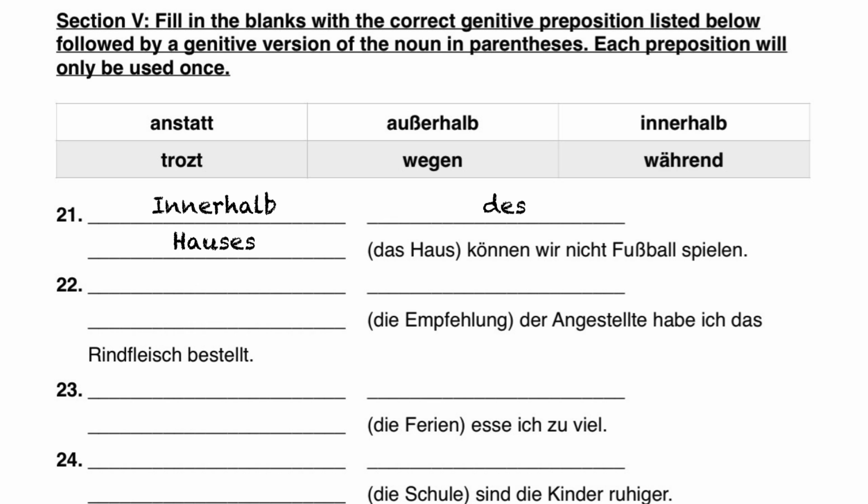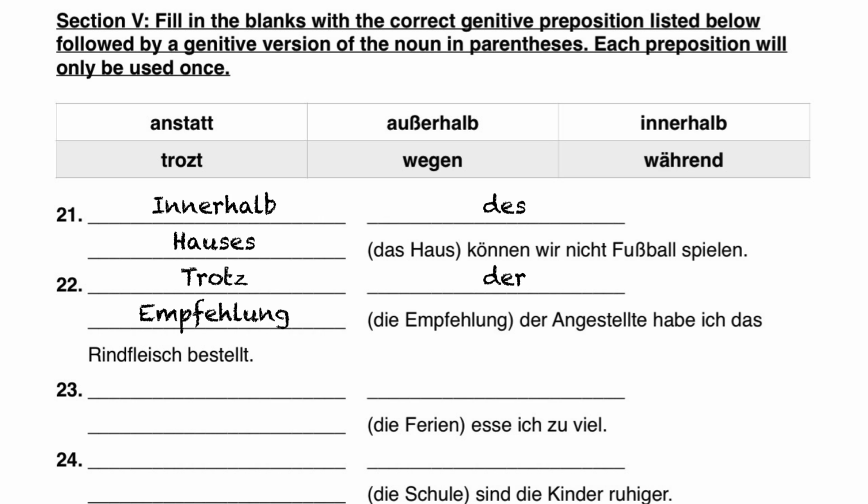In the second one here, it says die Empfehlung, the suggestion. Der Angestellte is the employee. Habe ich das Rindfleisch bestellt. I ordered the roast beef. So we want to say, despite the suggestion of the employee, since it says of the employee, that's why it's der Angestellte, which is actually feminine and genitive in this sentence. We start our sentence with the word that means in spite of, trotz, followed by the genitive form of die Empfehlung, which is der Empfehlung. Despite the suggestion of the employee, I ordered the roast beef.